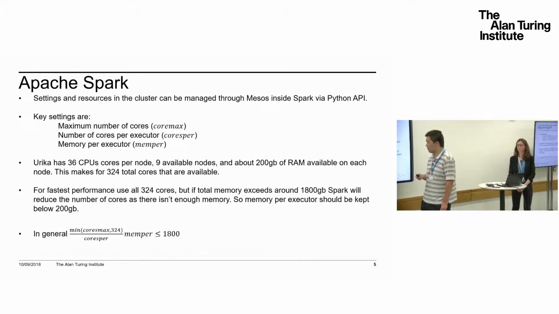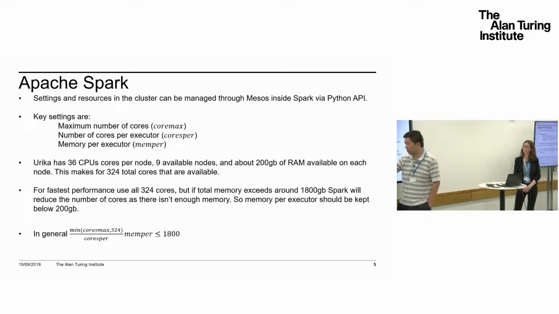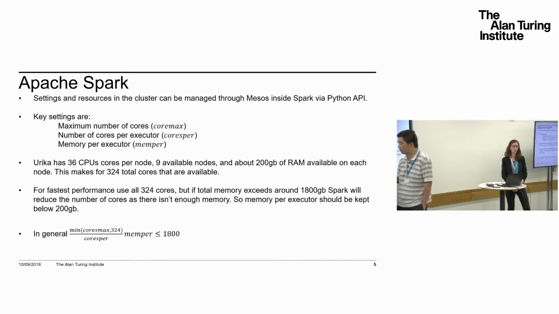Memory per executor should be kept below 200 gigabytes in the case of 324 cores, and this is just a general formula to demonstrate the relationship between the three above variables when choosing the parameters you want to run. So for example, the idea is that the maximum number of cores, which is capped at 324, divided by the number of cores per executor, times the memory per executor should be less than or equal to about 1,800.